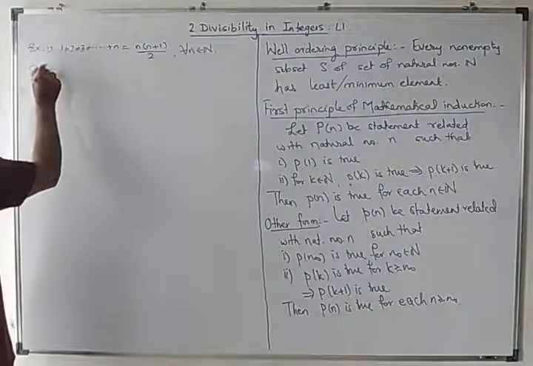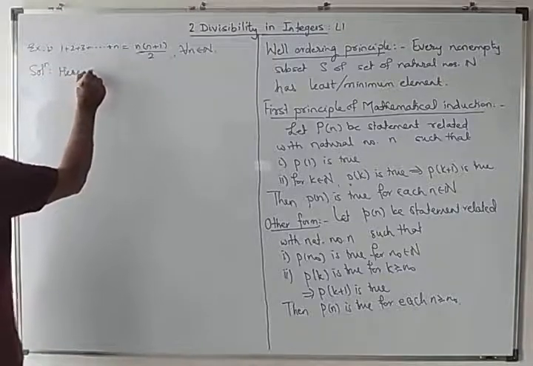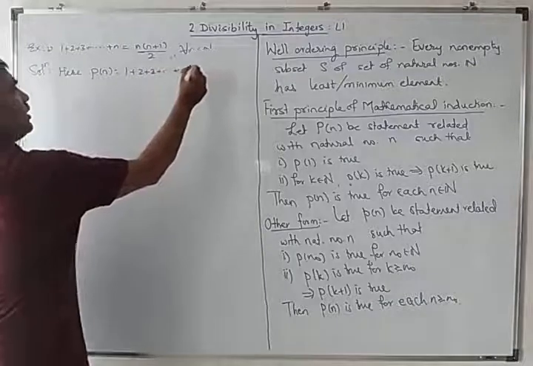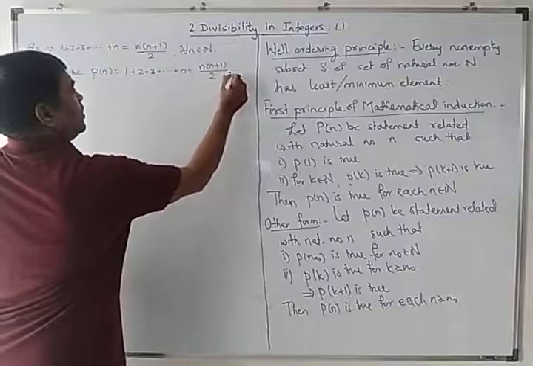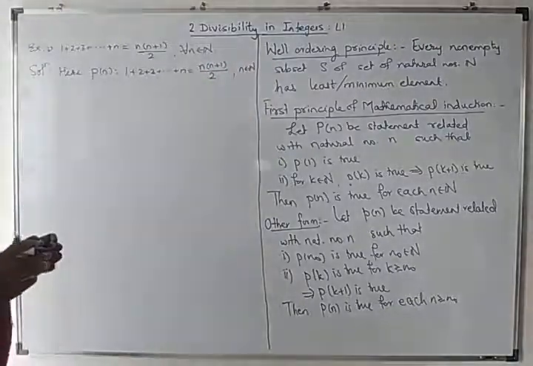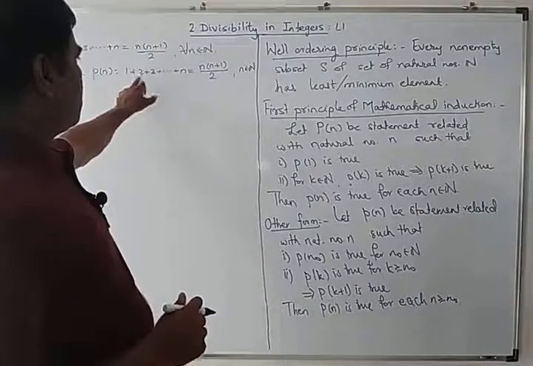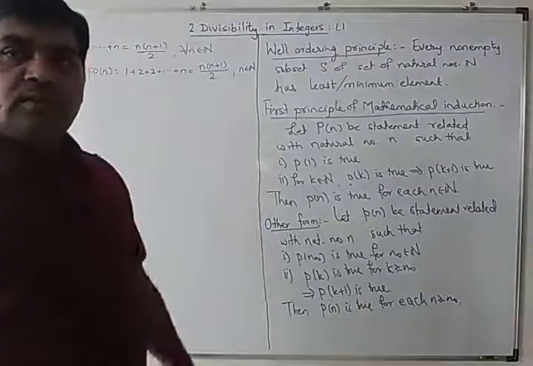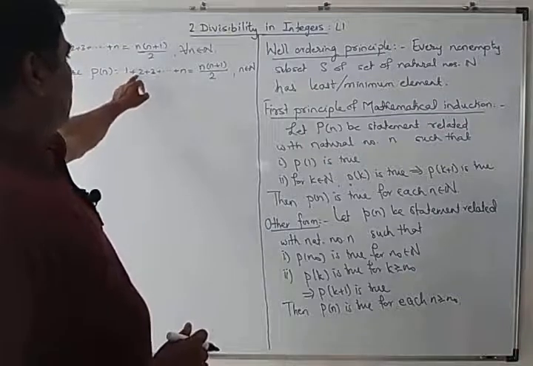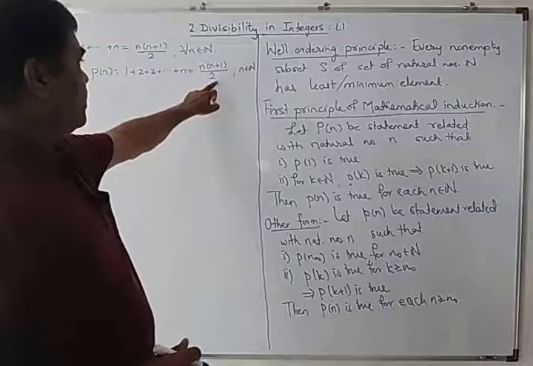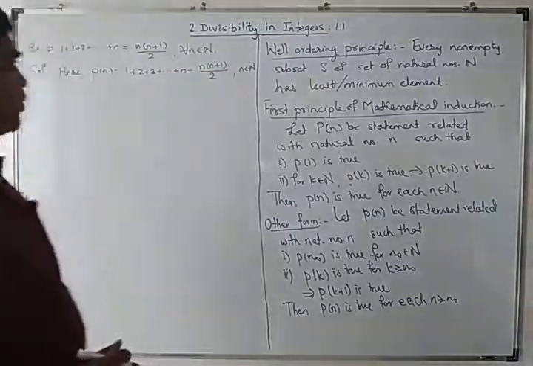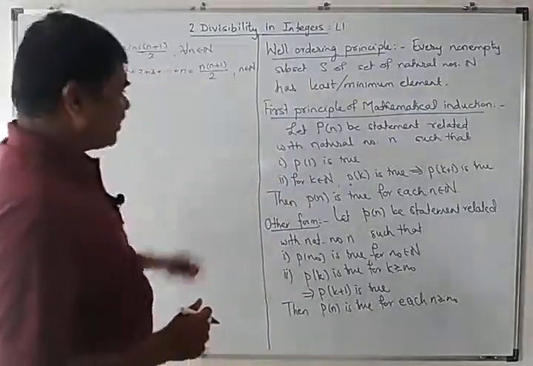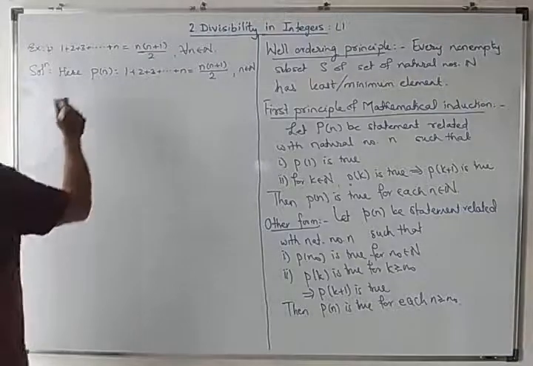So solution. Here P(n) is the statement: 1 plus 2 plus dot dot up to n is equal to n into n plus 1 by 2, n belongs to N. This is our given statement, the sum of first n natural numbers. For n equal to 2, 1 plus 2 is 3, and 2 into 3 by 2 is again 3. If I take 1 plus 2 plus 3, n is 3, 3 into 4 by 2 is 6. So to prove this, we'll prove the result for 1, we'll assume the result for k, and we'll prove it for k plus 1. Step 1.